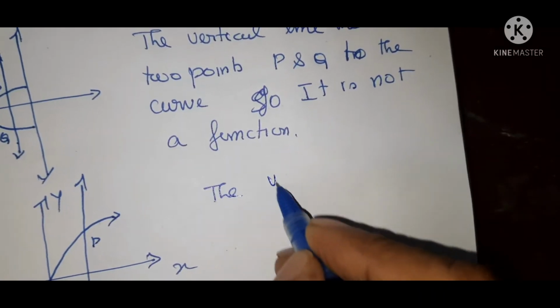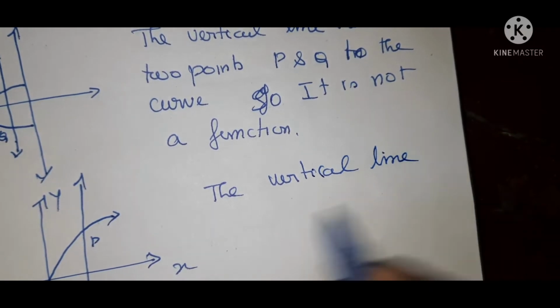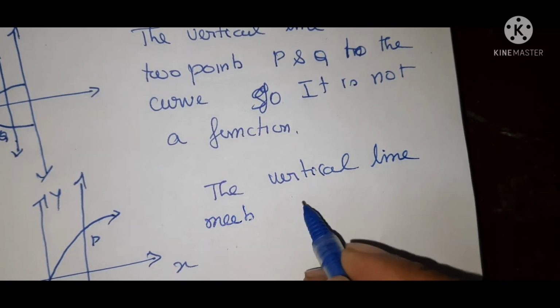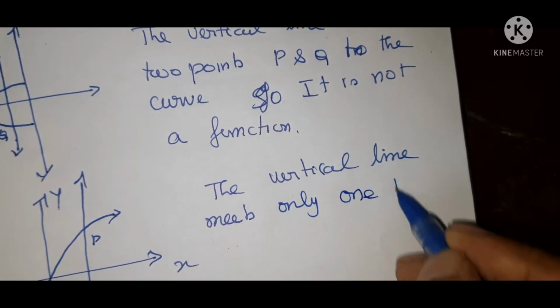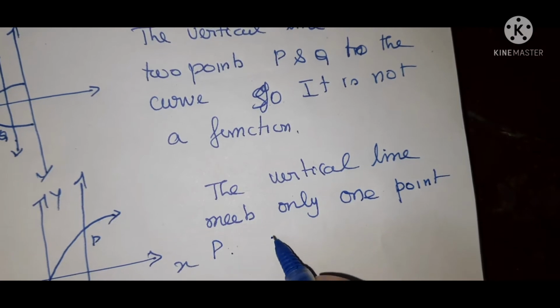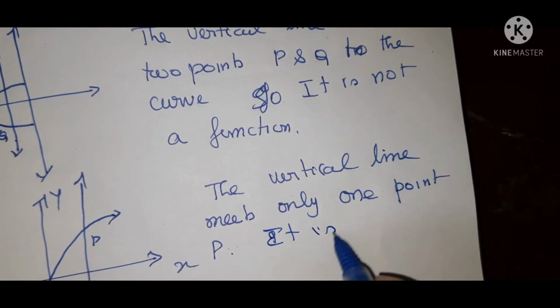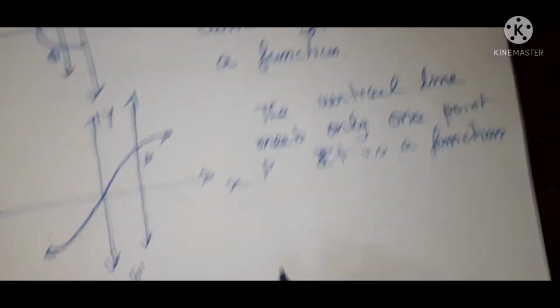The vertical line meets only 1 point P. It is a function. Third one.